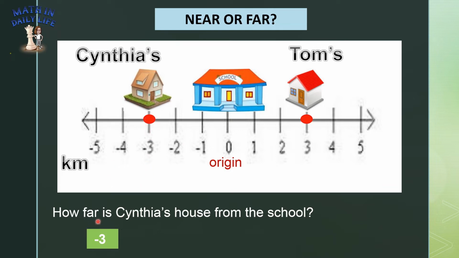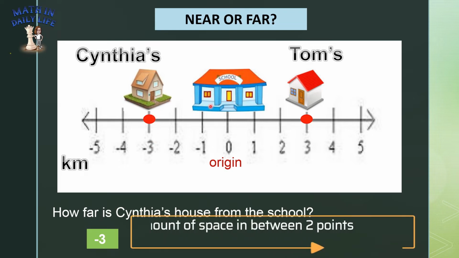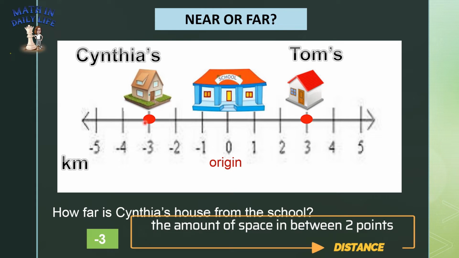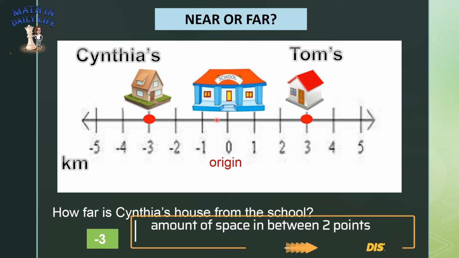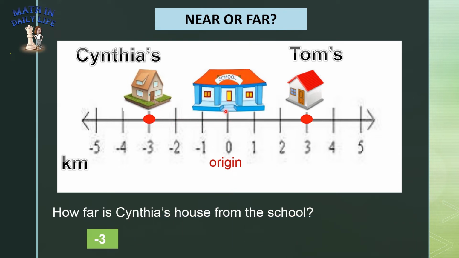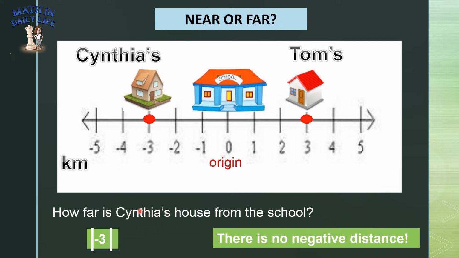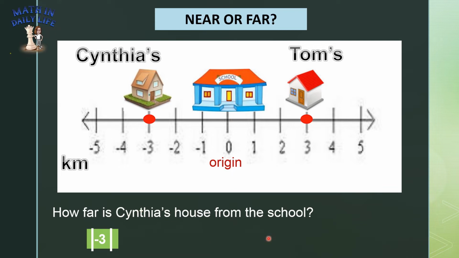So when we ask how far, it pertains to the distance of Cynthia's house from the origin, the school. The distance pertains to the amount of space in between the 2 points. The 2 points here are the school and Cynthia's house. So we are getting the distance, therefore we have to use this vertical bar to denote that. But since there is no negative distance, and we don't regard the direction in getting the distance, it is not appropriate to use -3 kilometers.